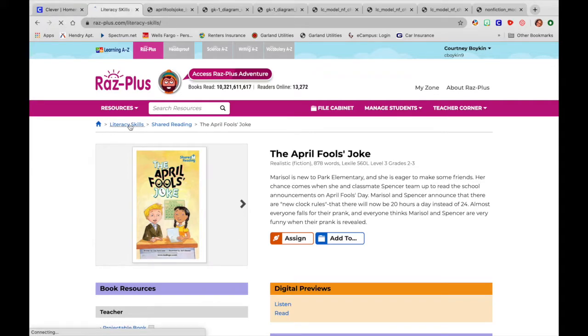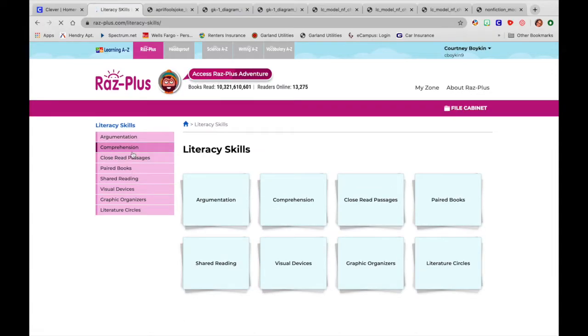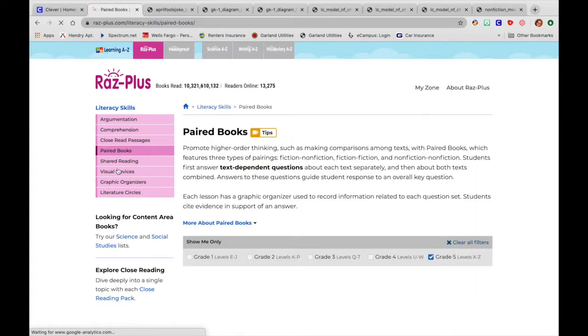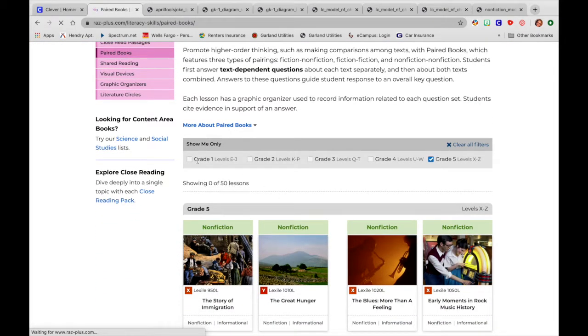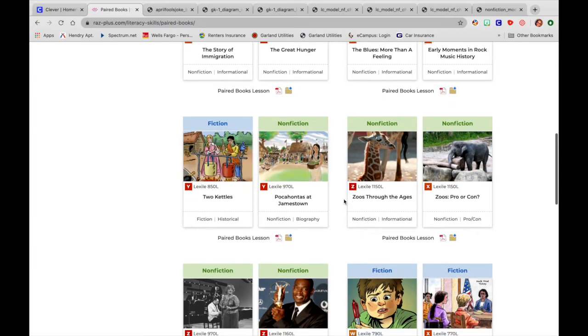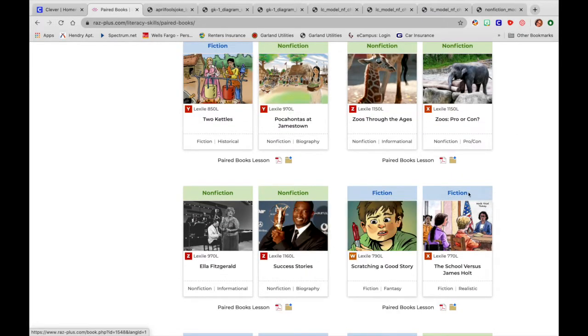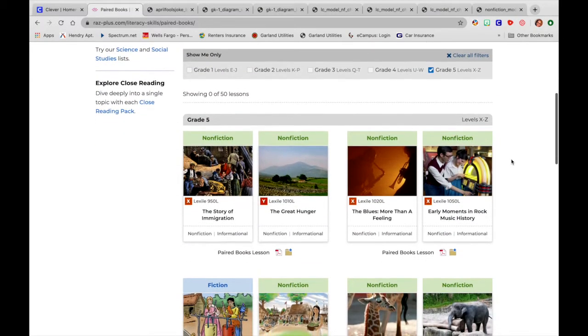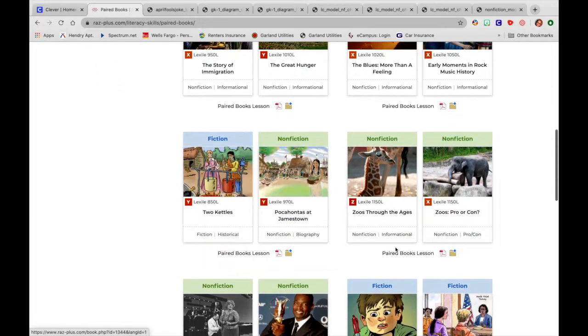We're going to go back to literary skills. They also have paired books. They once again have them broken down, grade 1, 2, 3, 4, and 5. You will notice that some of them have a fiction book and a nonfiction book. Some of them have 2 nonfiction books. Some of them have 2 fiction books. This is a great section to go to if you're looking to throw in some of those Venn diagram graphic organizers. You're wanting students to compare and contrast books. What's similar about these 2 books? What's different about these 2 books? This is a great place for you to be.